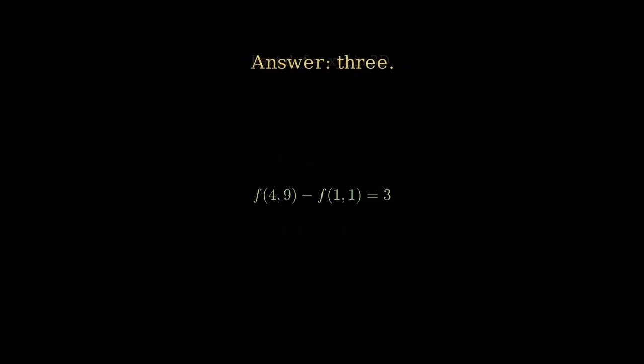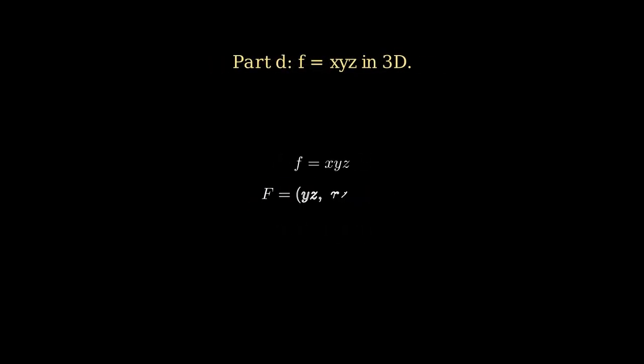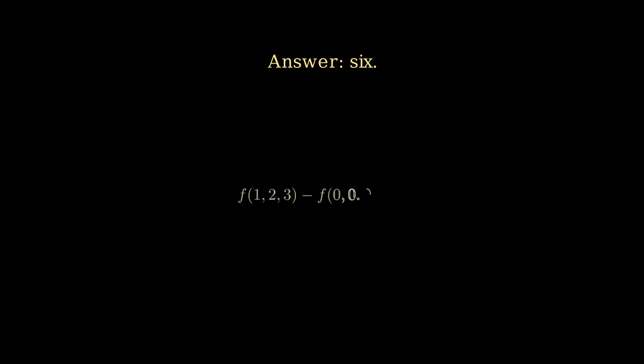Part D. Given the potential f of x, y equals x, y, z, so the field is y, z, x, z, x, y, evaluate the line integral of f dot dr from 0, 0, 0 to 1, 2, 3. The answer is 6. Part E.